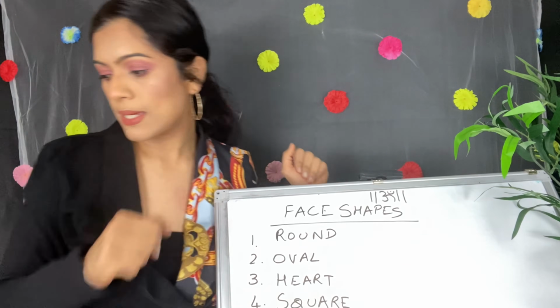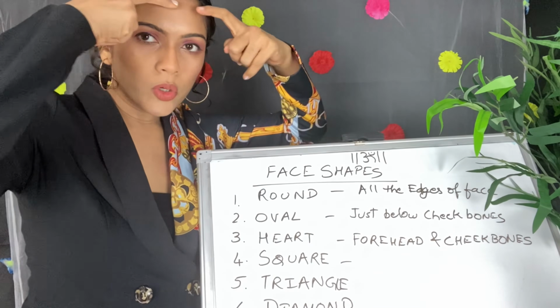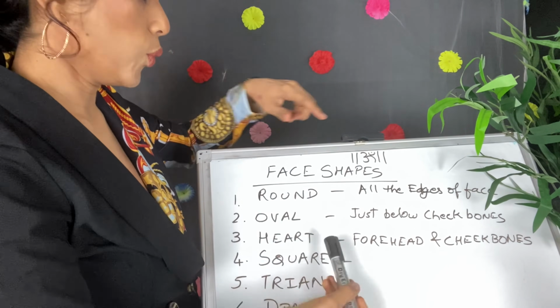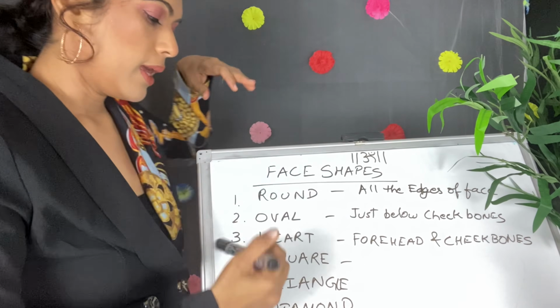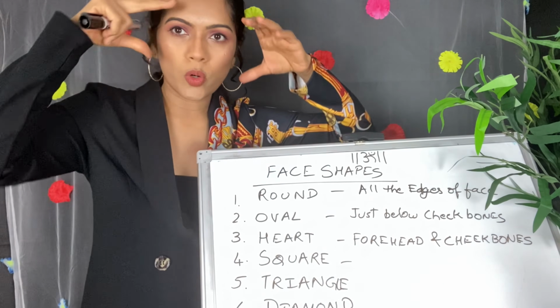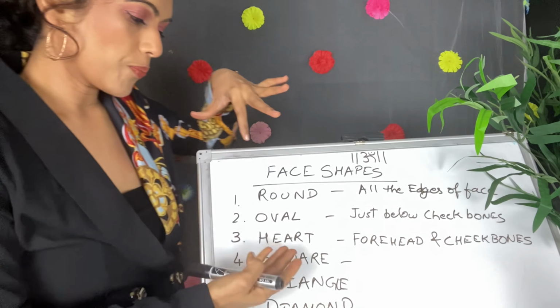That looks nice. Next we'll move on to, so I've written here, if you're a round face shape, you have to contour all the edges of your face. If you're an oval face shape, you just have to contour a little bit near your cheekbones here, and if you're a heart face shape, you have to contour the forehead and your cheekbone, this area. Okay, so all this is clear.